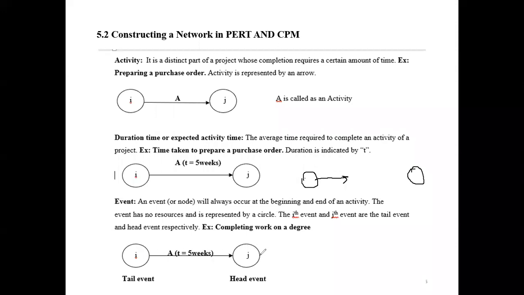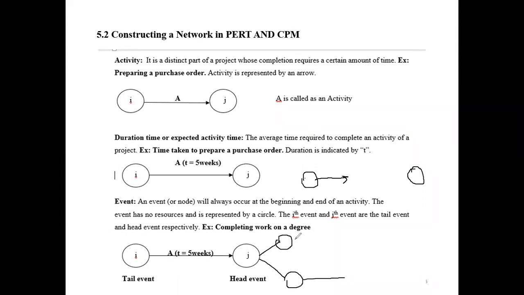Then again, if another activity starts from here, maybe these activities are C and D. Then again, this will be closed by an event. Here also it is closed by an event. Then again another activity will start. Like that, the network diagram will move. In this case, for this activity, this is the head event, this is the tail event.